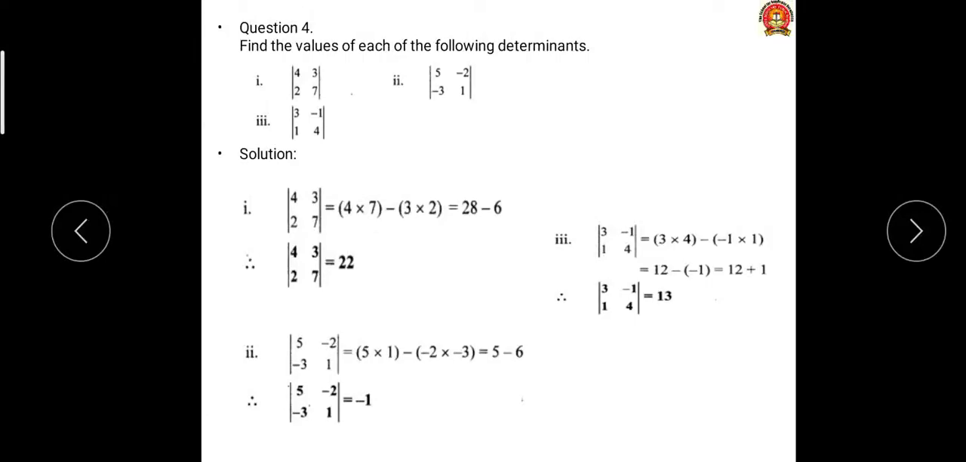Today, again, I am taking a revision of some questions. Now, see question number 4. Find the value of each of the following determinants. Now, students, if a question like this is asked, how should you write your answer?